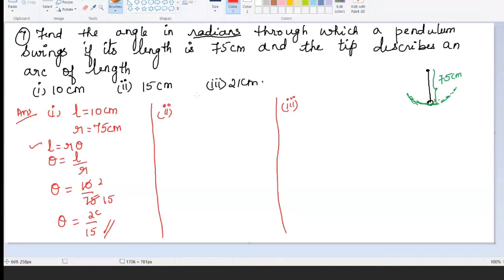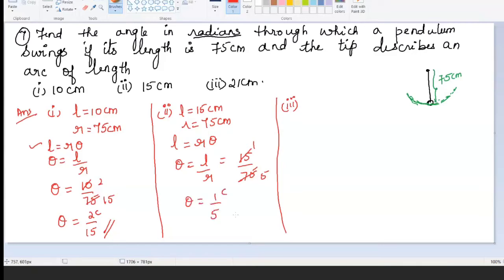Yes, very good. So the second answer is 1 by 5. Here L is equal to 15 centimeters, R is equal to 75 centimeters. So L is equal to R theta, or theta is equal to L by R. That is 15 by 75. 15 ones are 15, 15 fives are 75. So therefore theta is equal to 1 by 5 radians. Okay, come on, work out the next one.